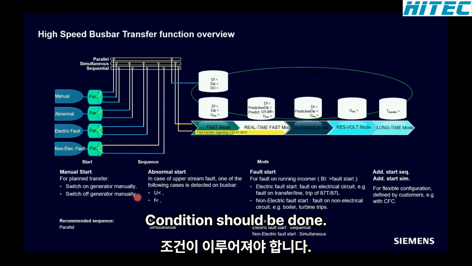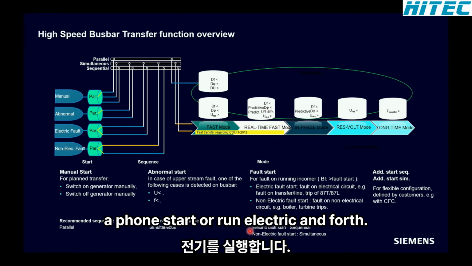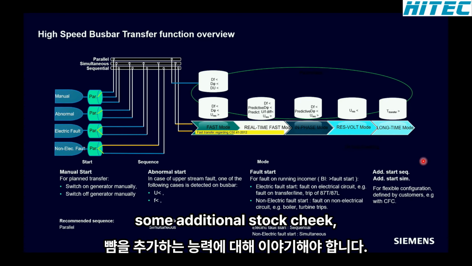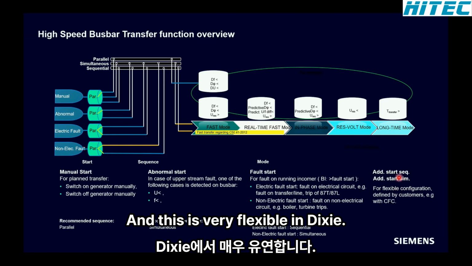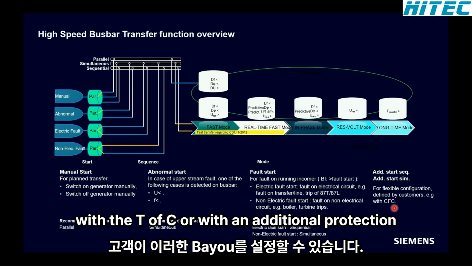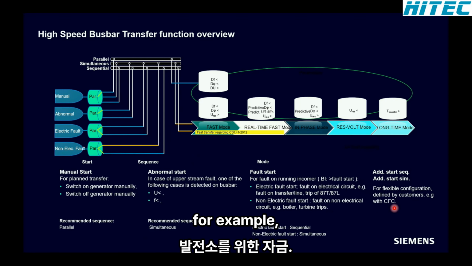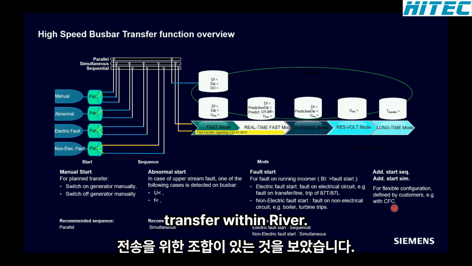We have the abnormal start condition. This should be done simultaneously. We have the fault start conditions. This should be done sequentially, by electrical fault start or non-electrical fault start. And then we have the possibility to add some additional start sequences or start types for sequential and simultaneous transfer. And this is very flexible in DIGSI. You can set these by the customer with a CFC or with an additional protection function. For example, for power plants, I saw a combination for simultaneous transfer with reverse power protection.